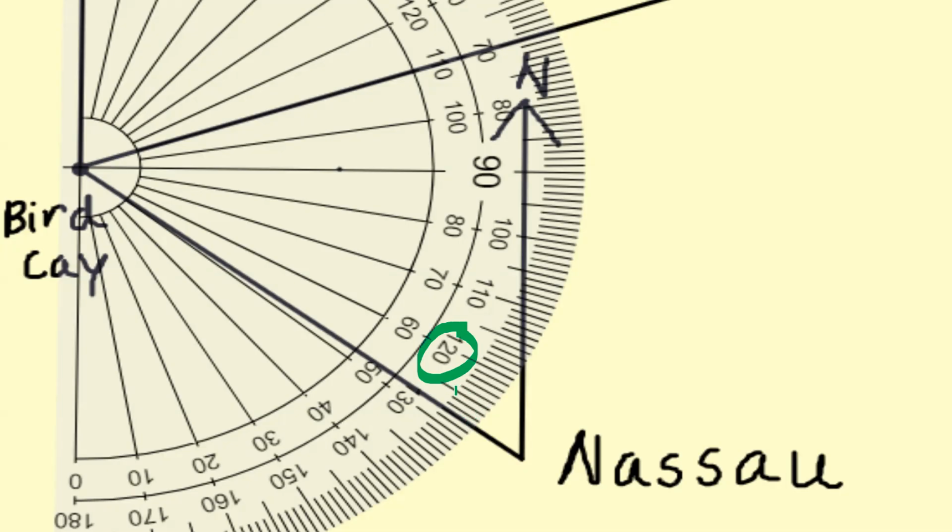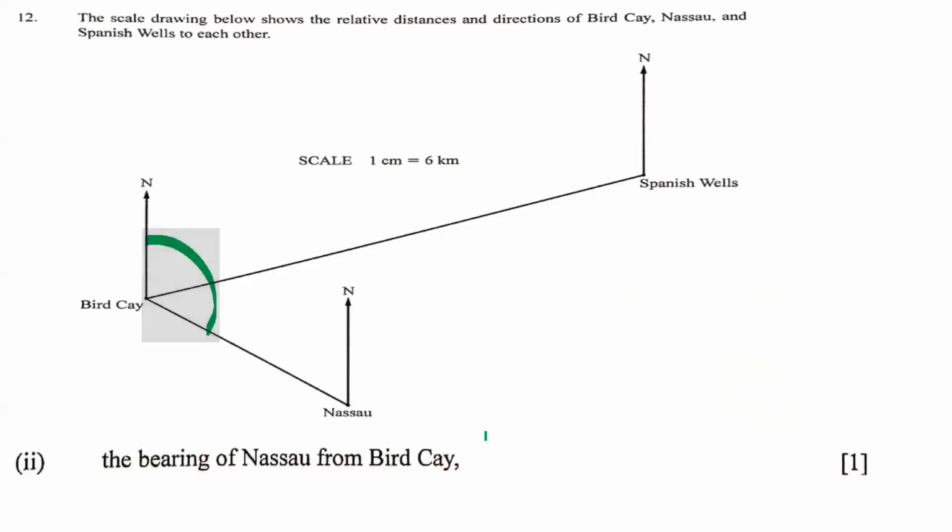Let's do it again. This line right here is 125, because this is 120. This right there is 125. This is 126. This is 127. And this right here is 128. And so our measurement, our bearing is going to be 128 degrees. So the bearing of Nassau from Bgcse is 128 degrees.